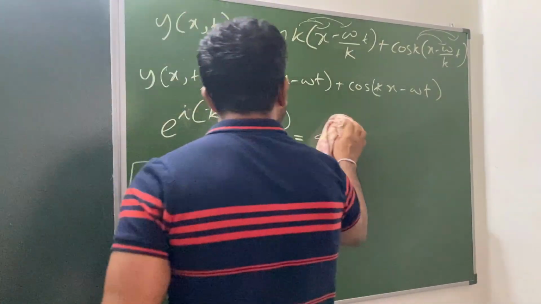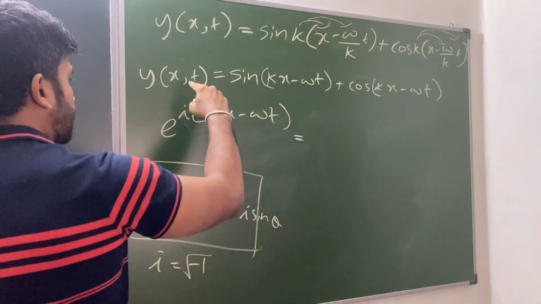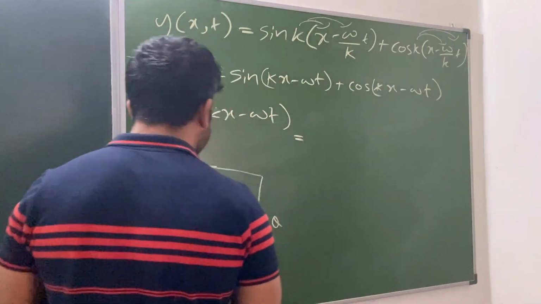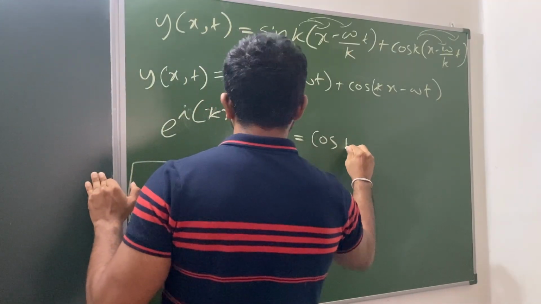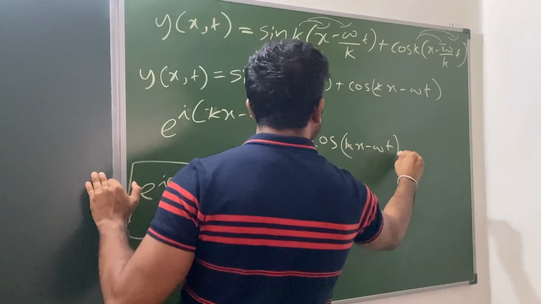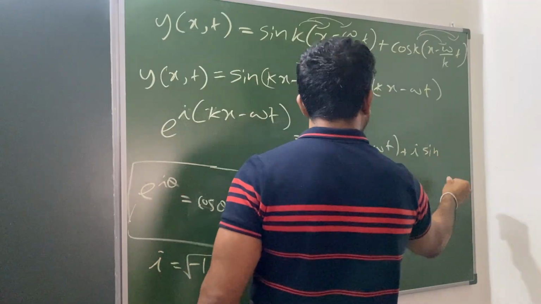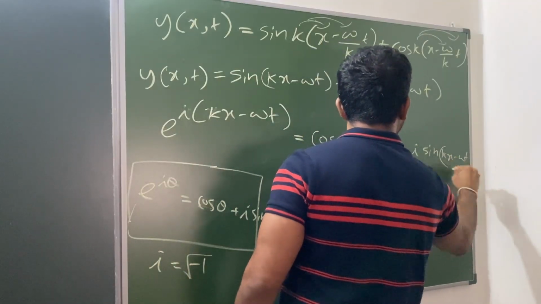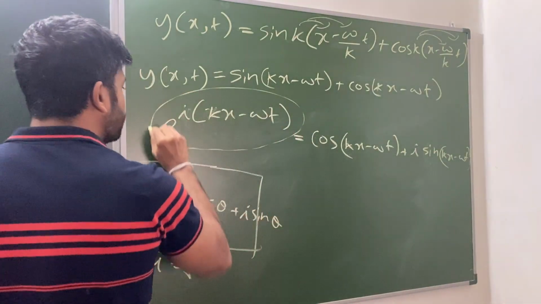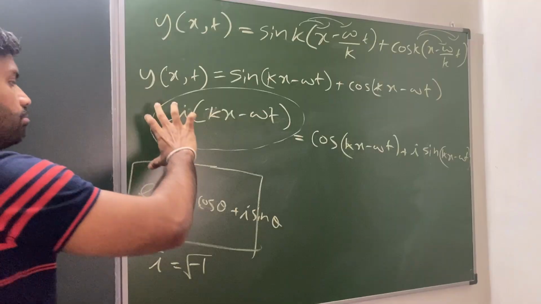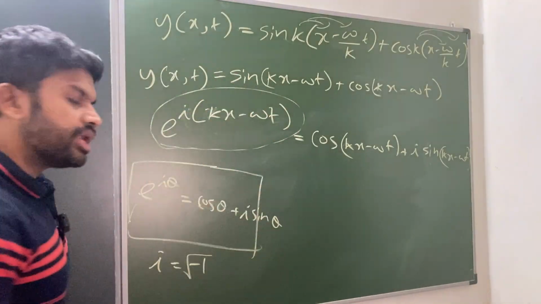You can even write this solution. So even if you ever come across something like e to the power i(kx - omega t), you can just go ahead and write it like this: cos(kx - omega t) plus i sin(kx - omega t). And even this is a perfect solution. This one is a very good solution, and we more often come across this one everywhere in quantum mechanics.